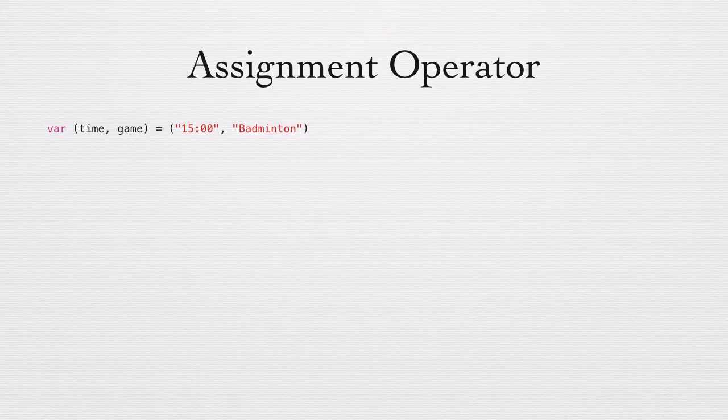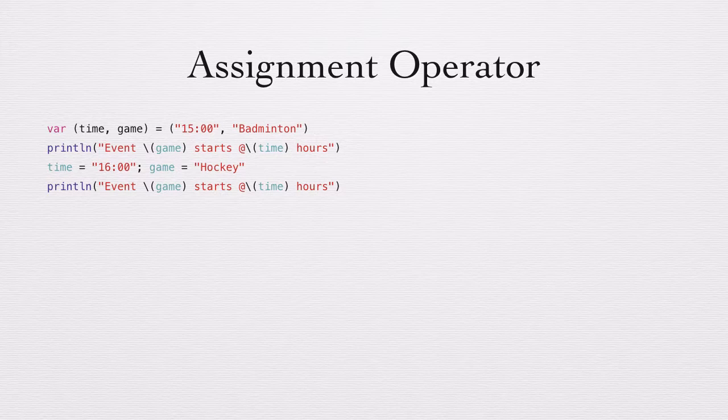If the right-hand side of assignment is a tuple with multiple values, you will be able to create multiple variables or constants of varying type in a single program statement. In the current example, both time and game variables are of type string. Note that in Swift the data type is automatically inferred from the data value. You may now use these variables in your further code.